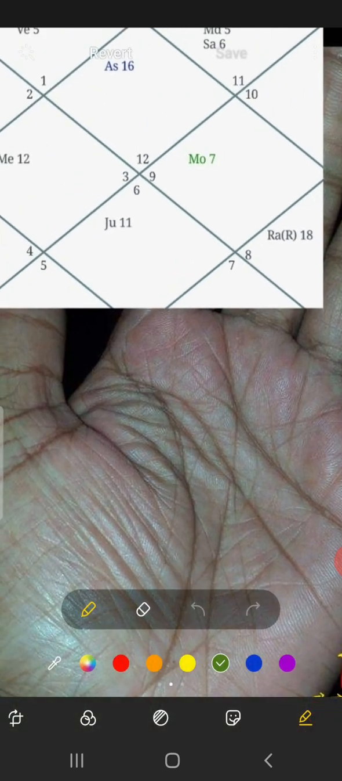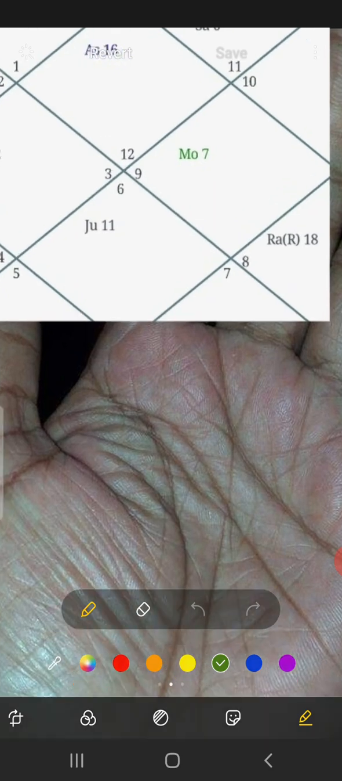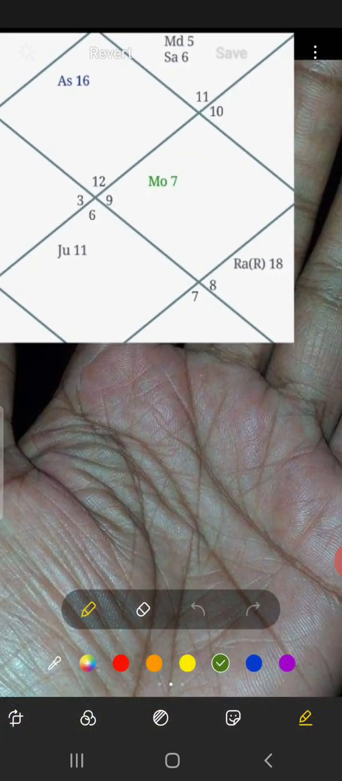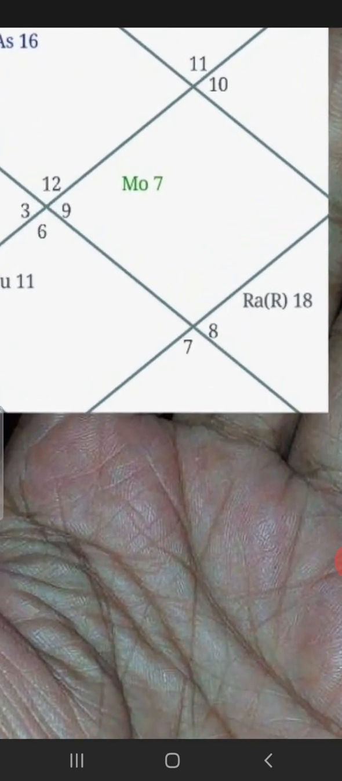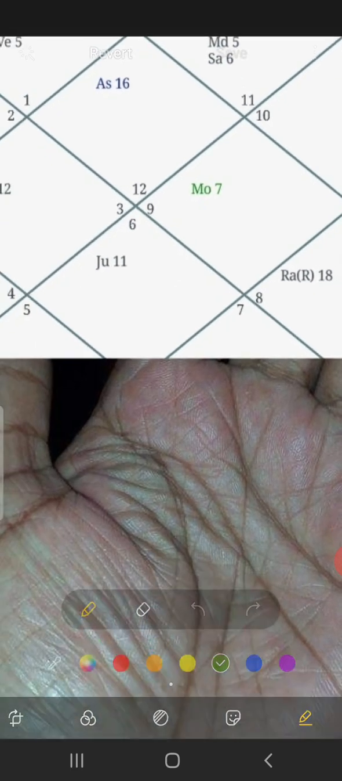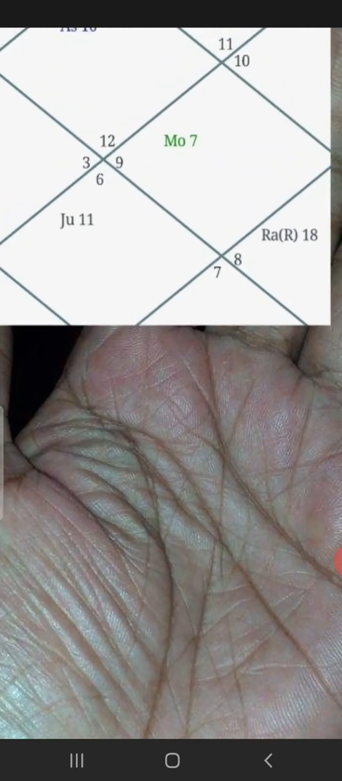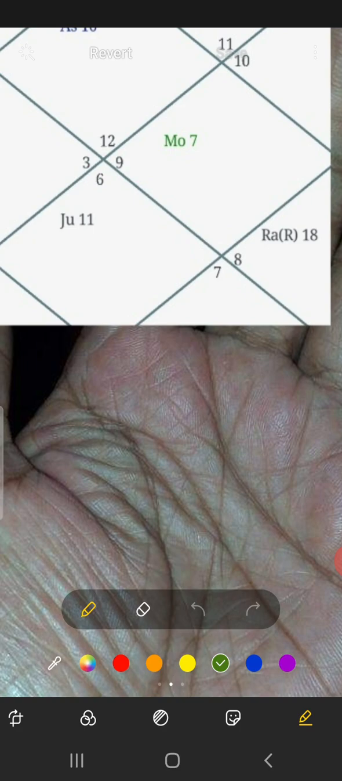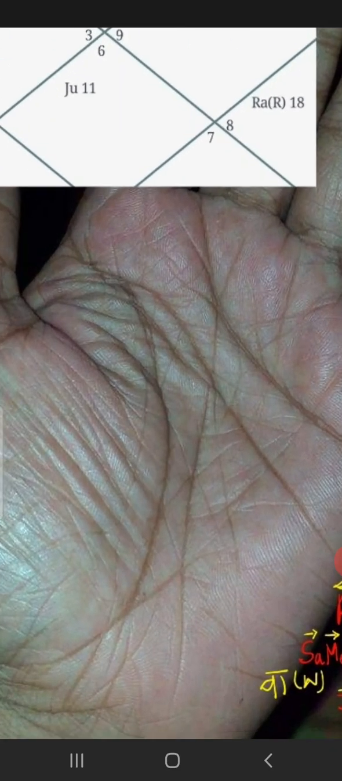In this chart and palm, we will look at how to use Tattwa. That means Rashi Tattva, Jala Tattva, Agni Tattva, etc. and map the palm lines and also establish a sambandh, or a relation, between the two graha when they are not clearly visible in the chart. Let me make this point a bit more clear.